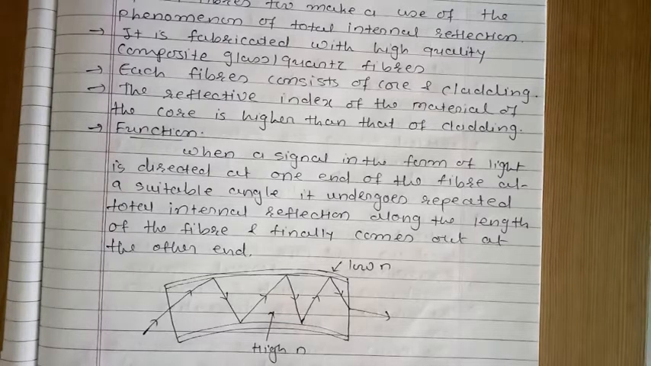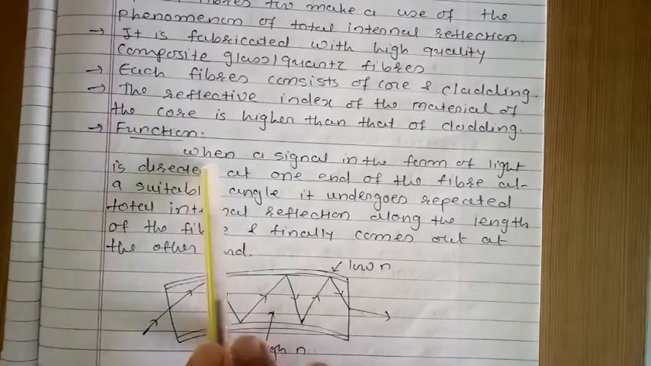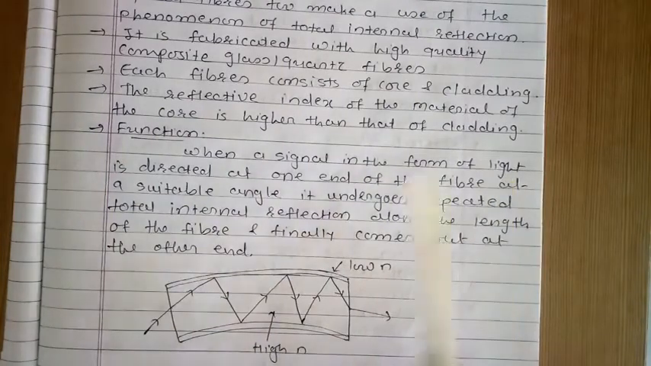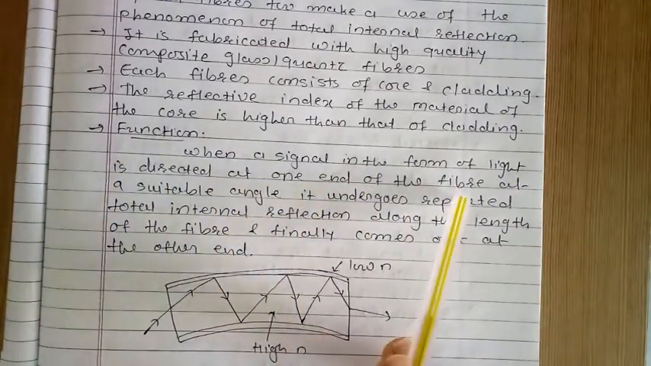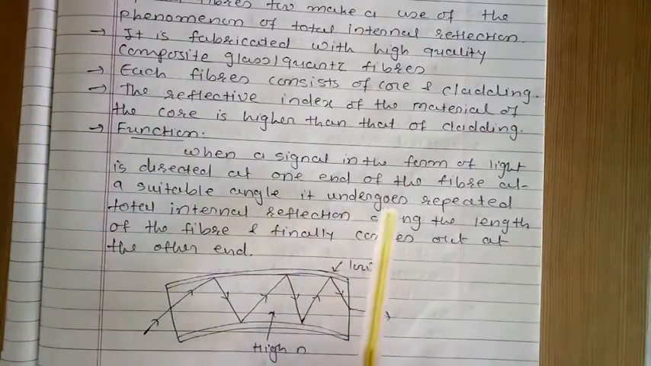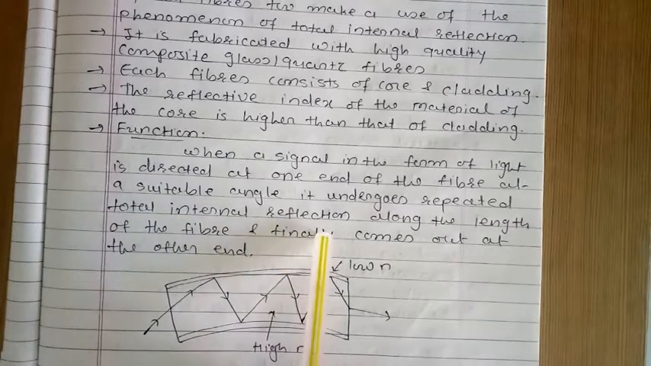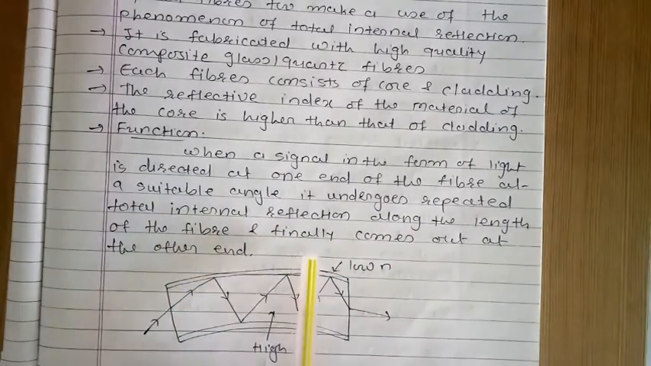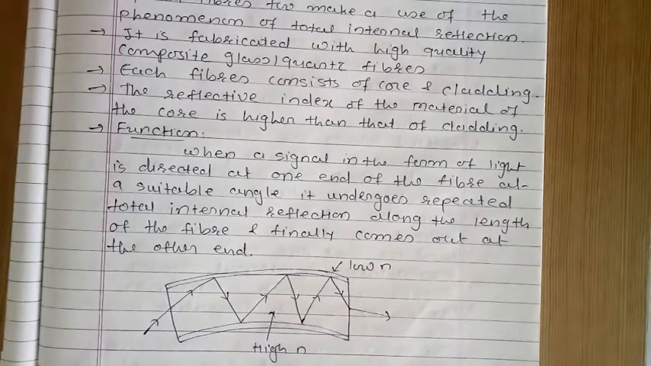The function is, when a signal in the form of light is directed at one end of the fiber at a suitable angle, it undergoes repeated total internal reflection along the length of the fiber and finally comes out at the other end. You can see the function here.